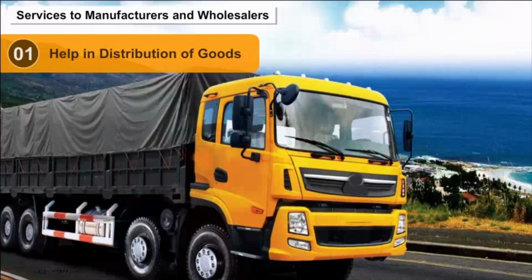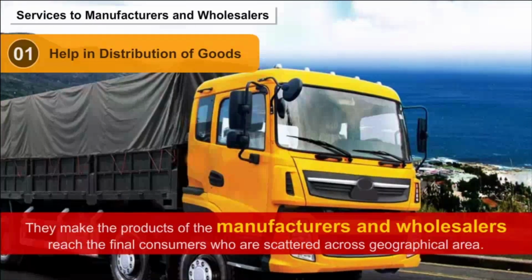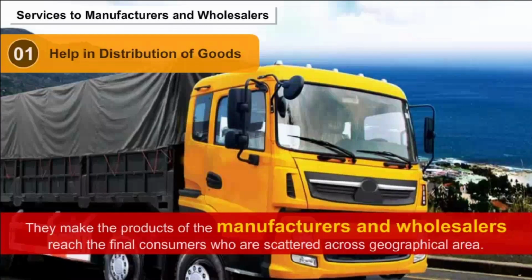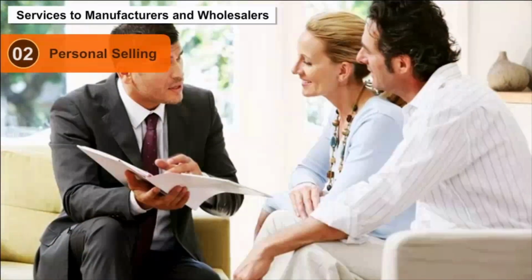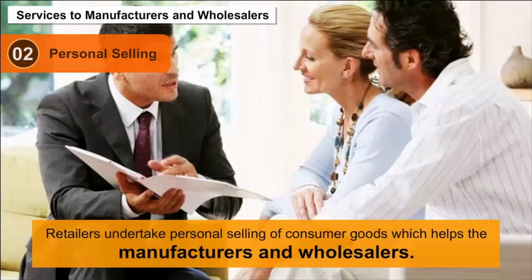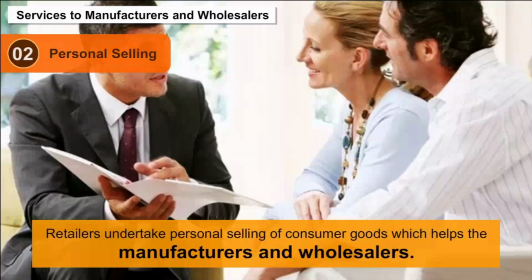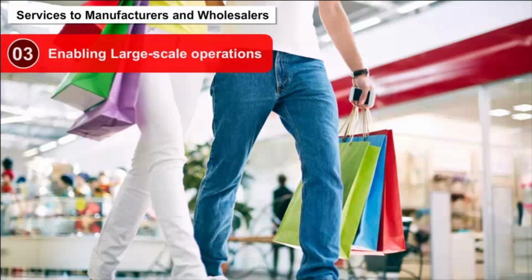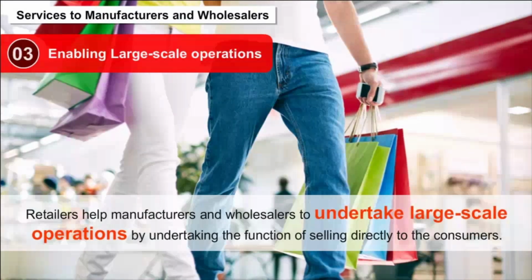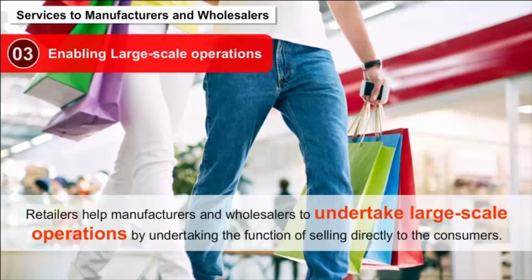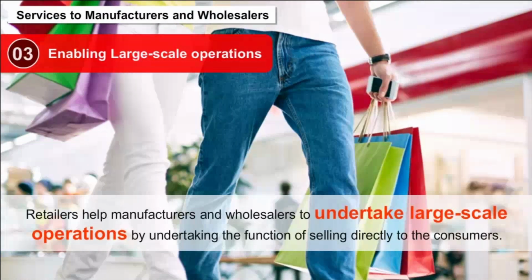Help in distribution of goods. They make the products of the manufacturers and wholesalers reach the final consumers who are scattered across geographical area. Personal selling. Retailers undertake personal selling of consumer goods which help the manufacturers and wholesalers, enabling large-scale operations. Retailers help manufacturers and wholesalers to undertake large-scale operations by undertaking the function of selling directly to the consumers.